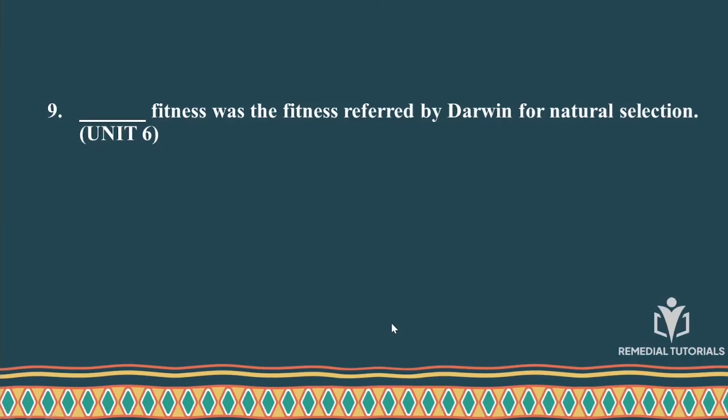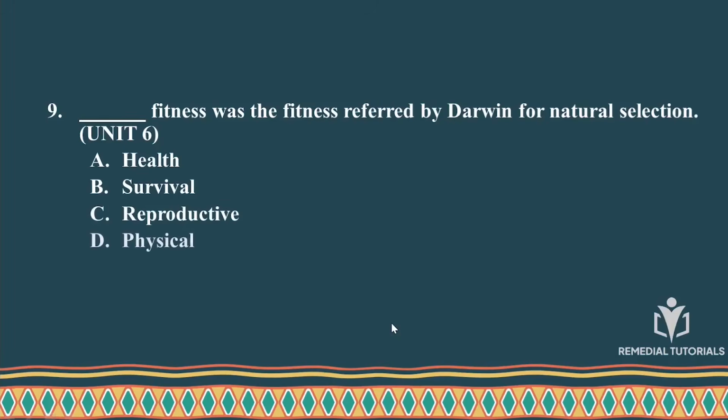Dash fitness is the fitness referred by Darwin for natural selection. Unit 6. A. health, B. survival, C. reproductive, D. physical. The answer would be survival, because Darwin's theory is survival of the fittest.